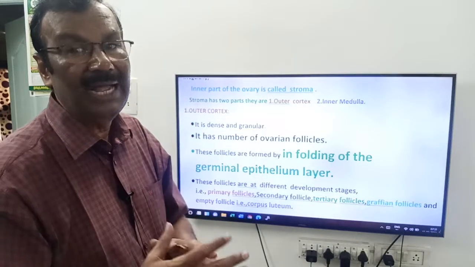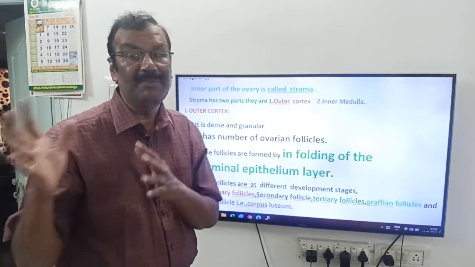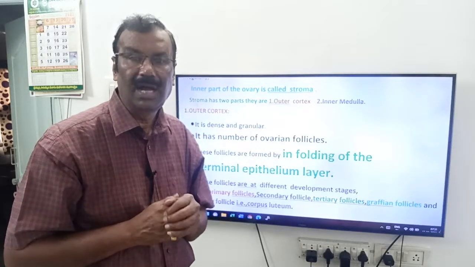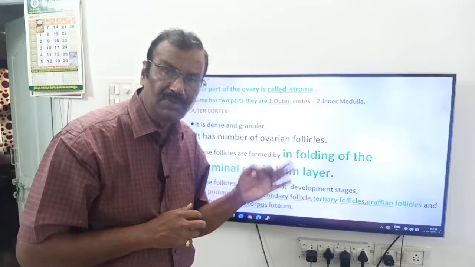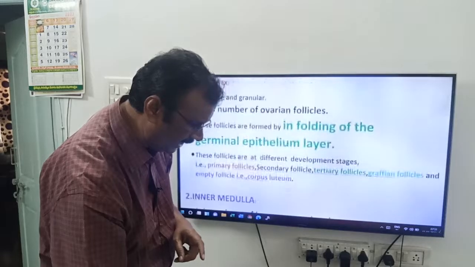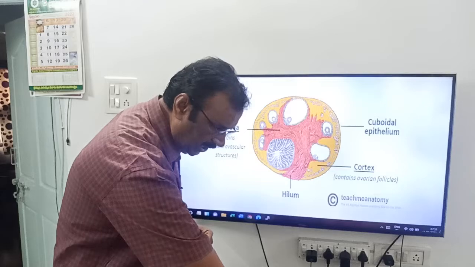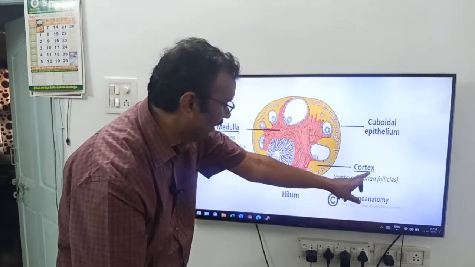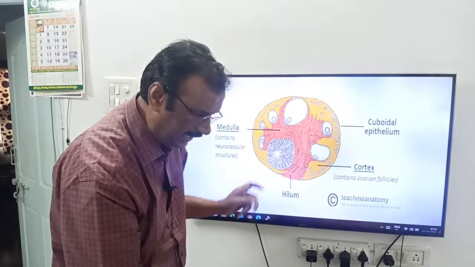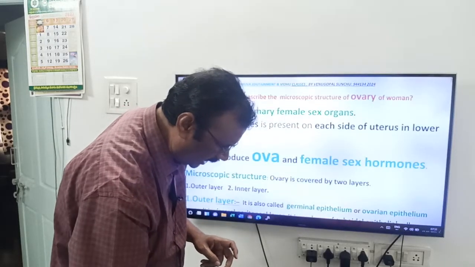See friends, this stroma has two parts, outer cortex and inner medulla. The outer one is called what, friends? Cortex, and the inner one is called what? Medulla. See friends here, this one is the outer cortex, and this is the inner medulla. Now we'll see one by one. First you take the cortex, friends. You see cortex.